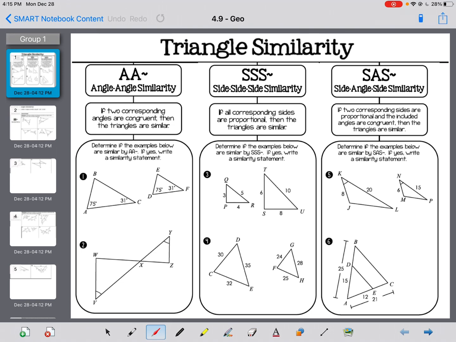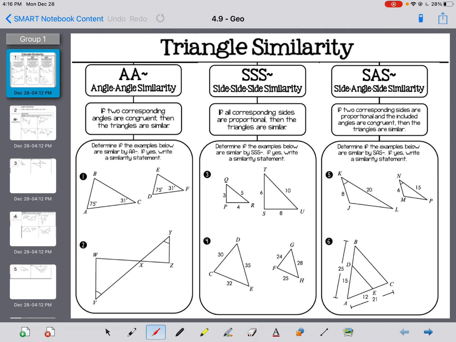You can do angle similarity. So we do angle and then the similar sign. You can do side similarity. Or you can do side-angle-side similarity. These are the ways you can say that triangles are similar. 2 angles, 3 sides, or an angle sandwich. So if 2 corresponding angles are congruent, then the triangles are similar.